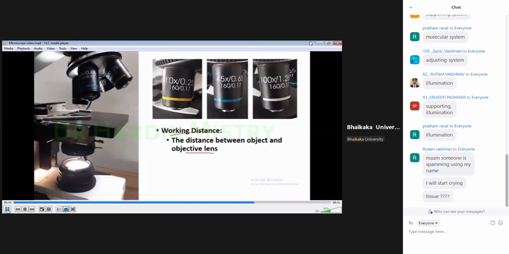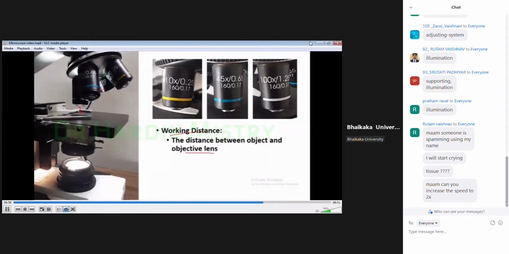This is the objective lens, and here on the mechanical stage we are putting some object over the slide. Here object means either the cell or different types of structure. And whatever the distance between this objective lens and our object, it is known as working distance. The working distance is highest in the 10x lens. The working distance is midway in the 45x lens.